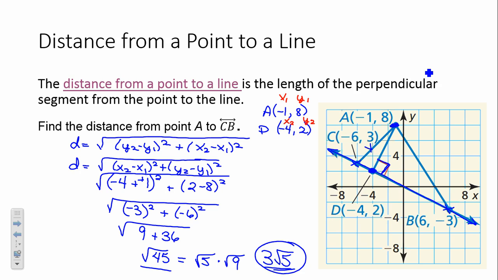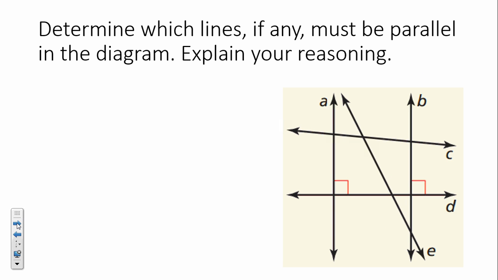All right, here we go with the next one. Determine which lines, if any, must be parallel in the diagram and explain your reasoning. Okay, this is number 4 on your sheet. So which lines do you think are parallel? A and B, very good. Why is it A and B? So we have to be able to explain why.